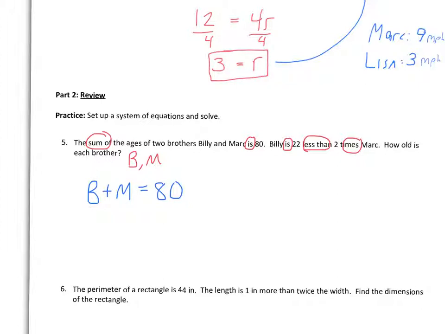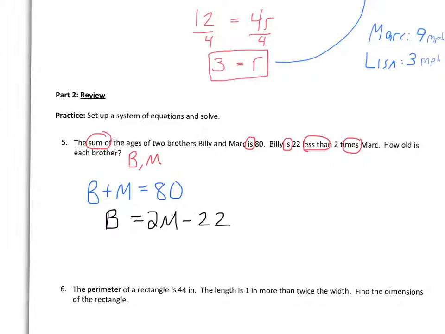Next, it says that Billy is, so our B is, which equals 22 less than 2 times Mark. So we've had this discussion on Friday about this whole less than 2 times somebody else. So is it going to be 2 times M minus 22 or 22 minus 2 times M? Which one is it going to be? What do you think, Jasmine? Yeah, you're right. Good job. You're going to subtract 22 from 2 times Mark.